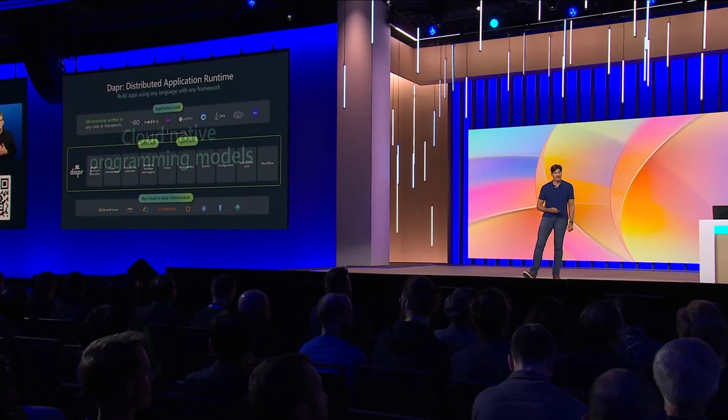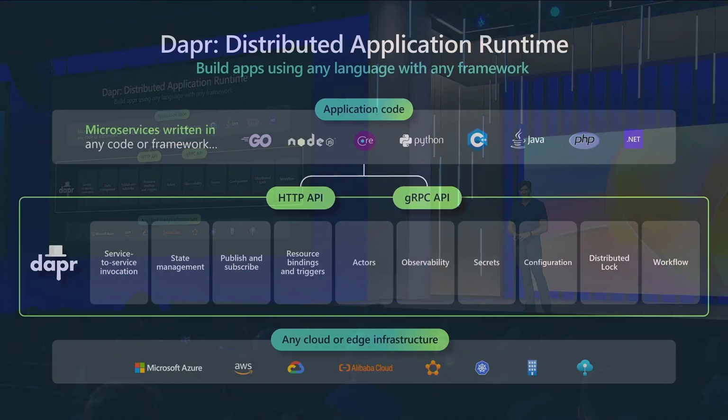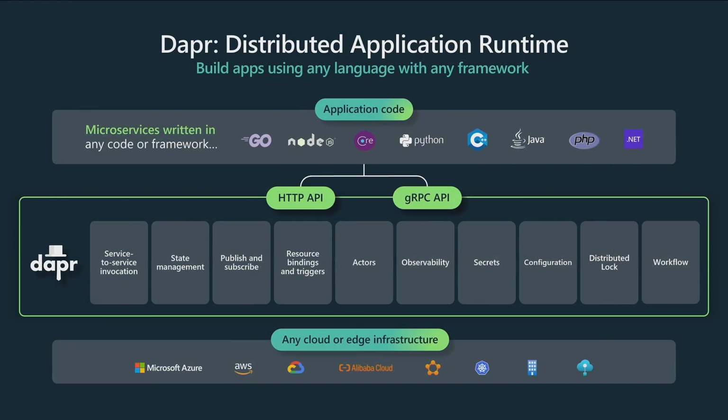Let's talk a little bit about cloud-native programming models. Some of you probably have heard of Dapr. It's been referenced in several sessions here at Build. This is also a project that came out of the incubations team in the office of the CTO, and now it's part of CNCF. If you haven't seen Dapr, you should check it out.